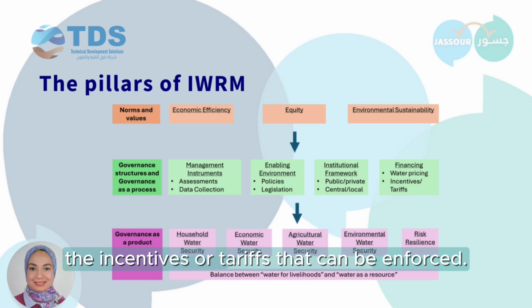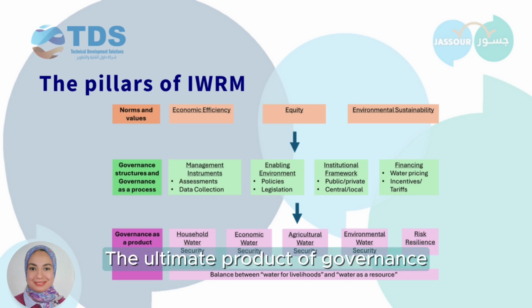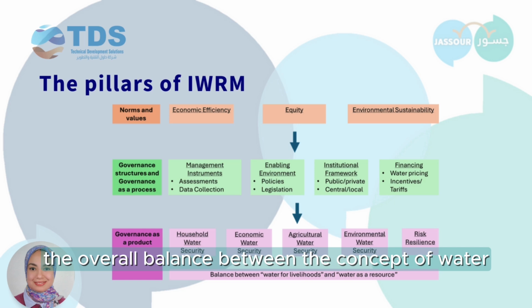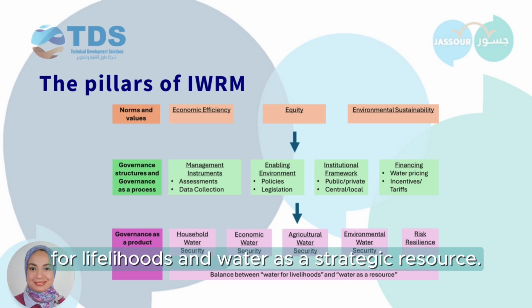The ultimate product of governance is the multi-dimensional water security, including household water security, economic water security, agricultural water security, environmental water security, and water-related risk resilience. These five dimensions achieve the overall balance between the concept of water for livelihoods and water as a strategic resource.